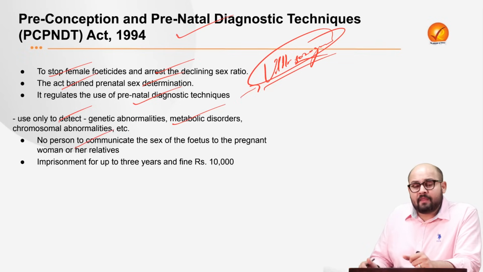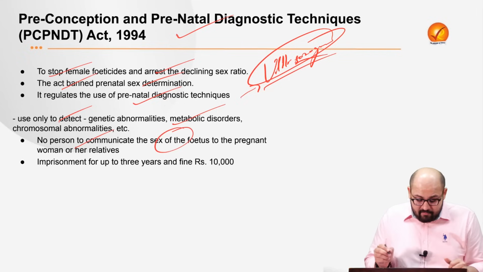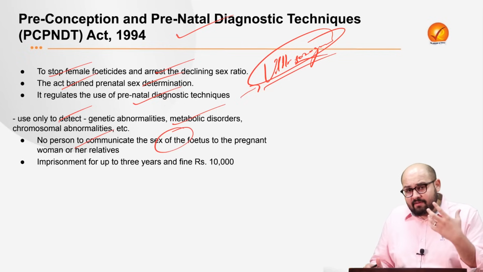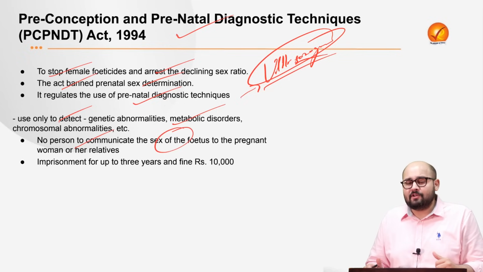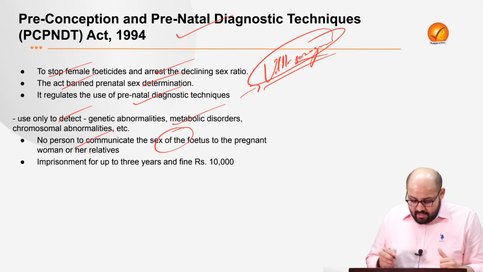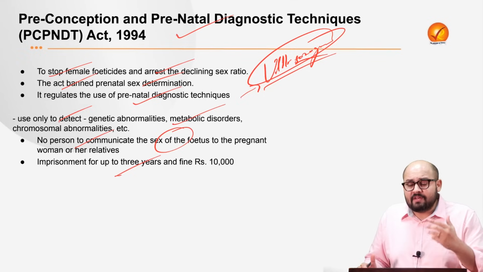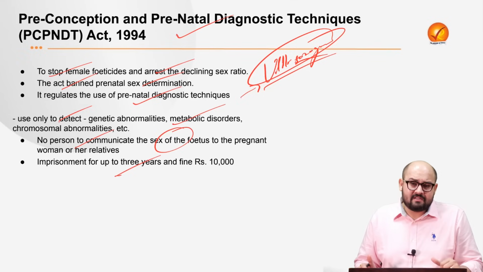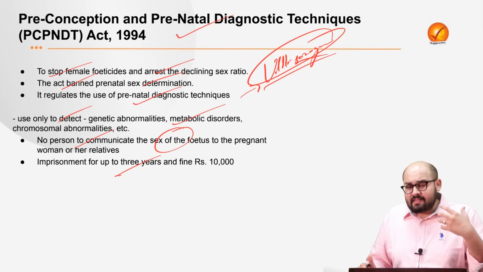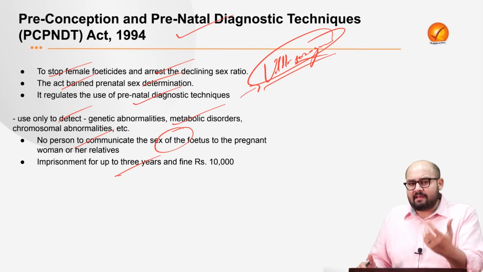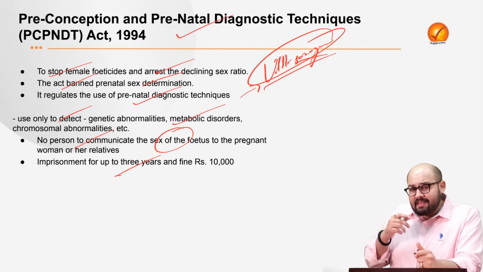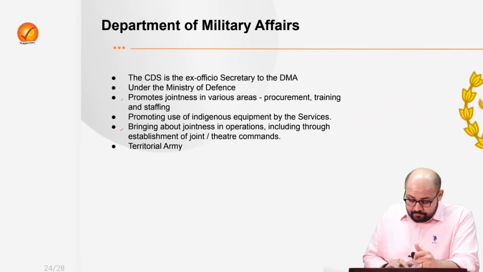No person should communicate the sex of the fetus to the pregnant woman or her relatives, right? If anyone does so, there can be imprisonment of up to 3 years and a fine of up to 10,000 rupees, right? So this is a very stringent act, and because of this, sex determination has almost stopped, and it has led to arresting the decline in the sex ratio.